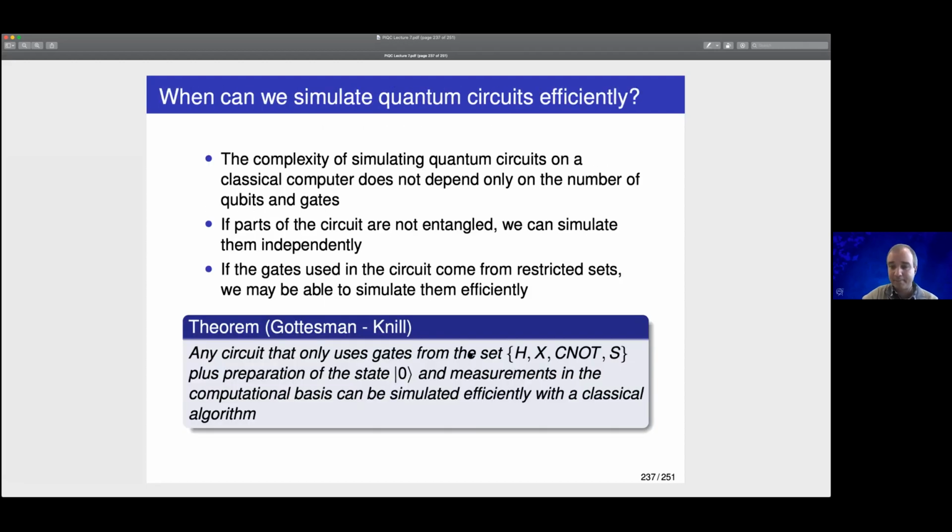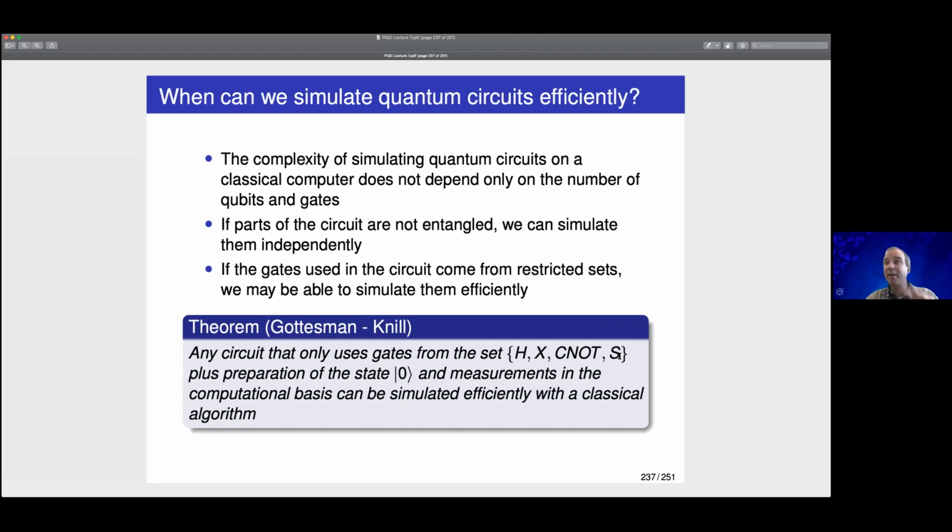Notice also that here, if you replace this S gate with a T gate, then you have universal computing. And universal quantum computing is something that we think we won't be able to simulate classically. So just a change of this S gate with a T gate takes you from the realm in which you can simulate classically to a realm in which you cannot simulate classically anymore, or we think we cannot simulate classically anymore.